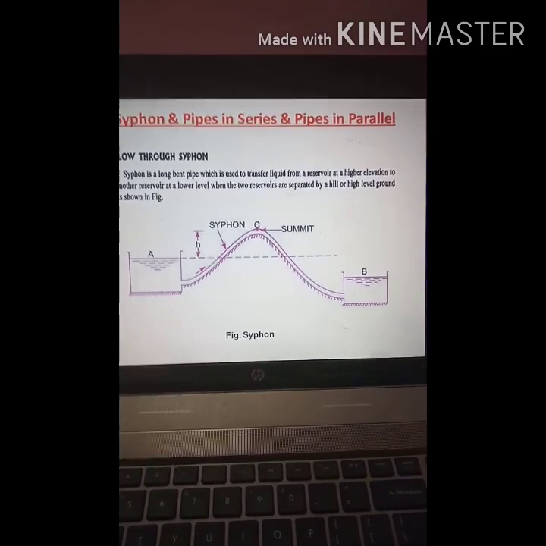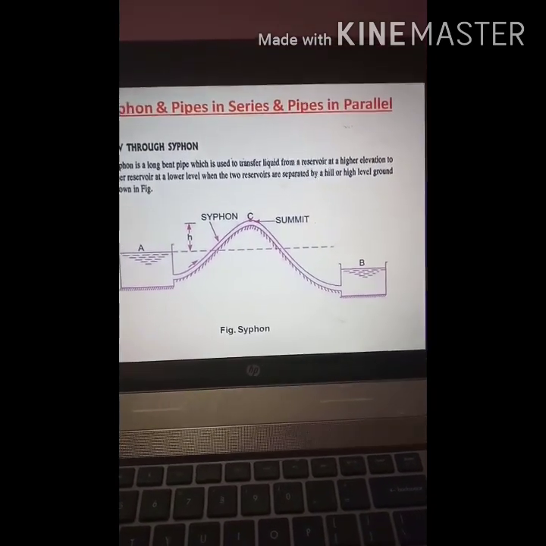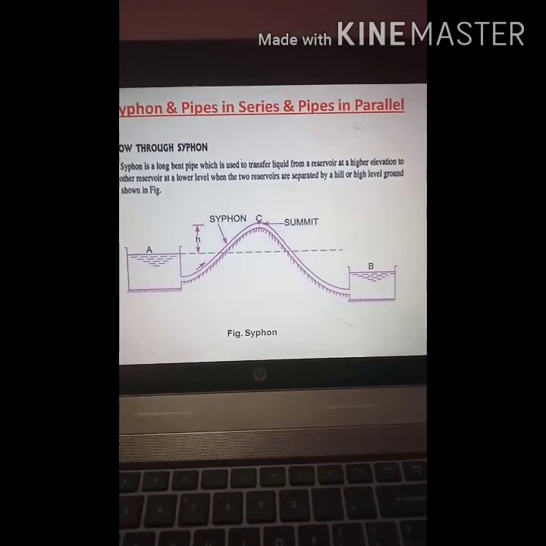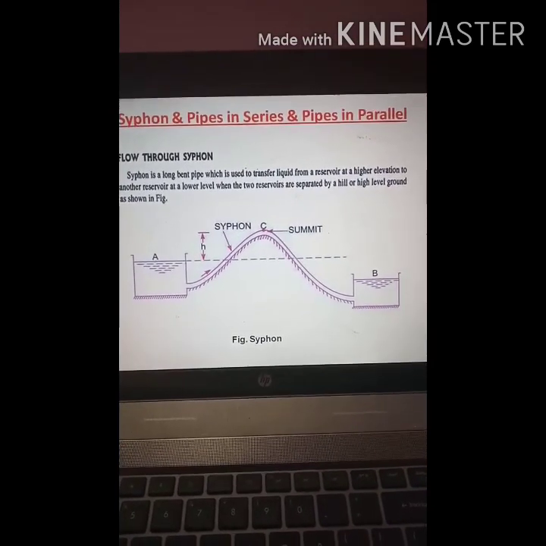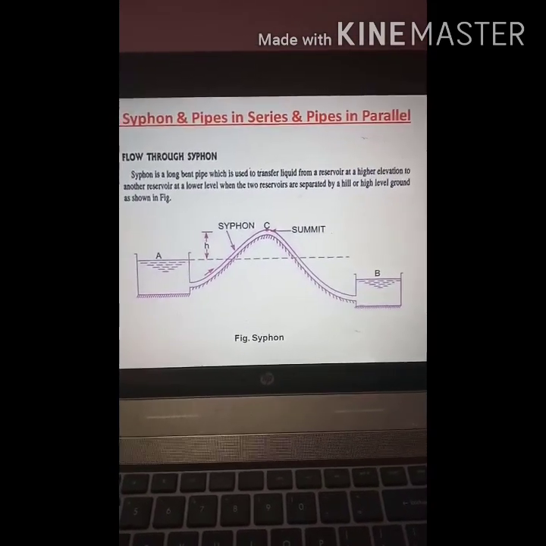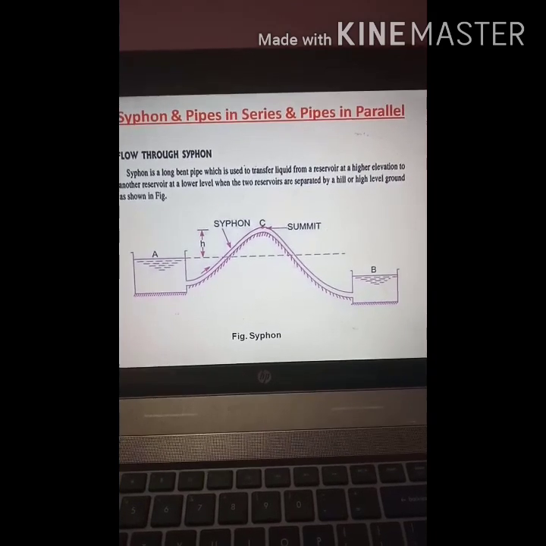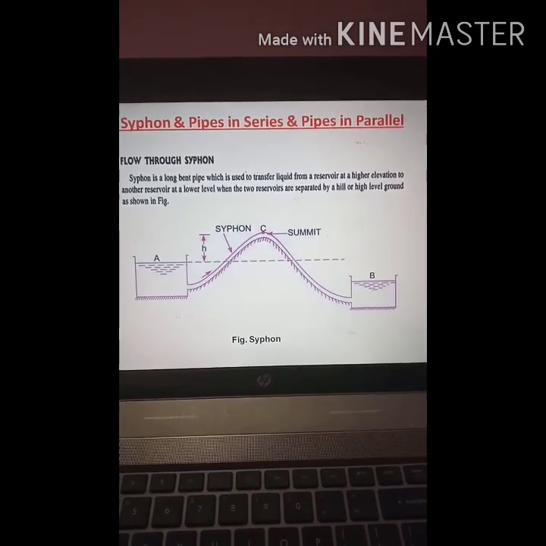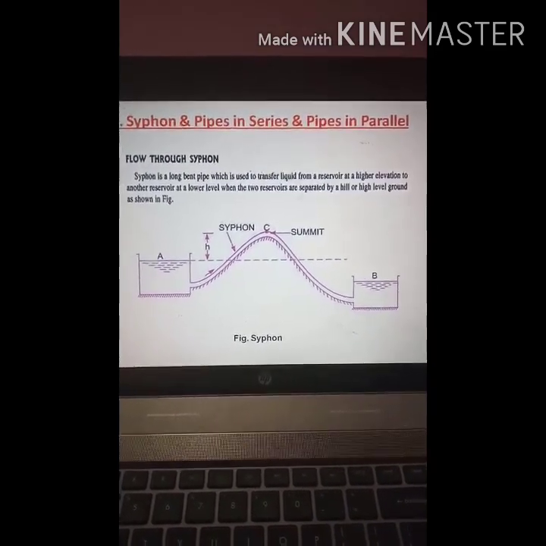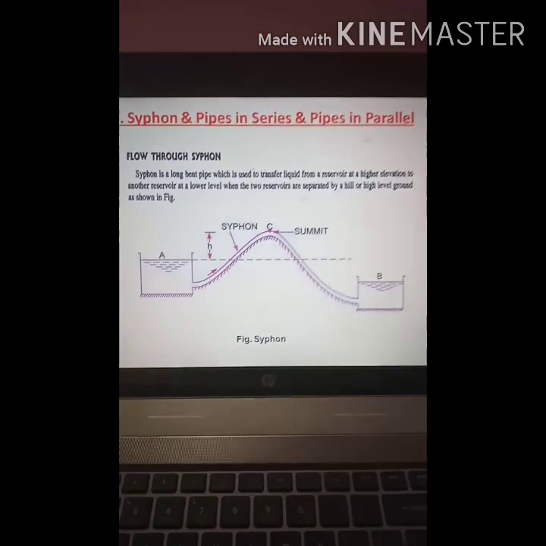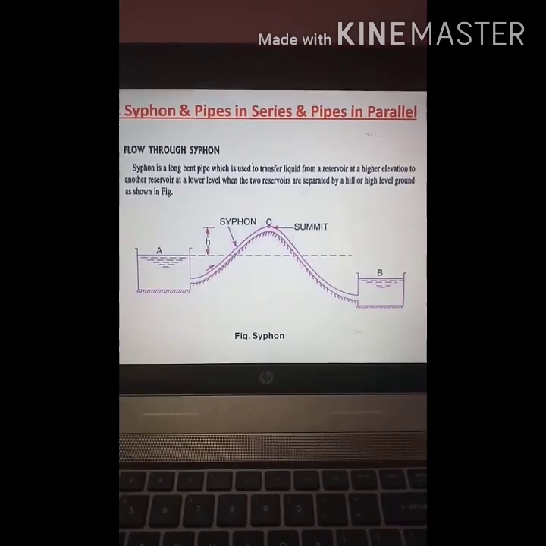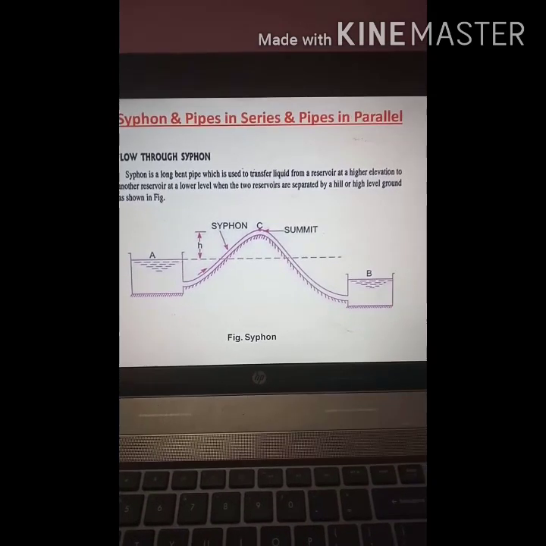That is P1 by rho g plus V1 square by 2g plus Z1 is equal to P2 by rho g plus V2 square by 2g plus Z2, plus the losses happening between A and B, all major and minor losses. In many cases, minor losses are neglected, so you can consider the major loss, hf is equal to 4 f L V square by 2 g D.